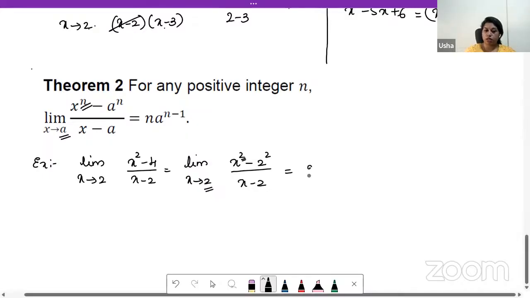So what's the answer? N into a power n minus 1. Here both n and a are 2. So 2 minus 1 is 1. 2 power 1 is 2 into 2 is 4. 4 will be the answer. Suppose you have limit x tends to 2, x power 4 minus 16 divided by x minus 2.